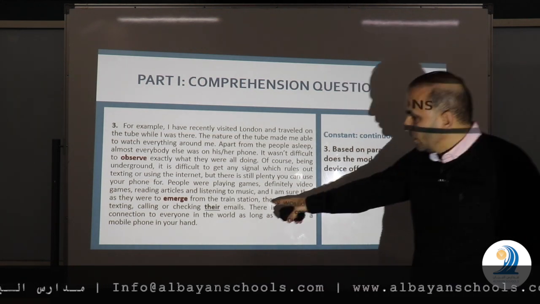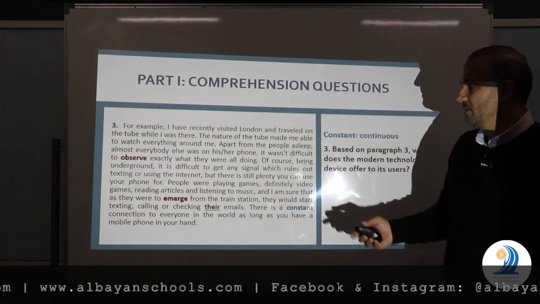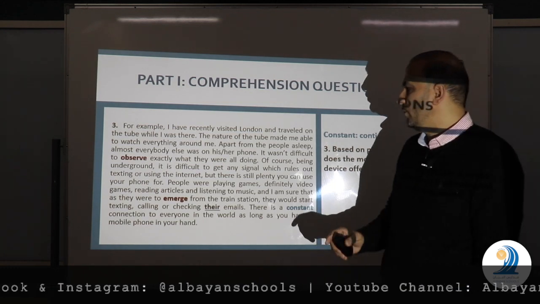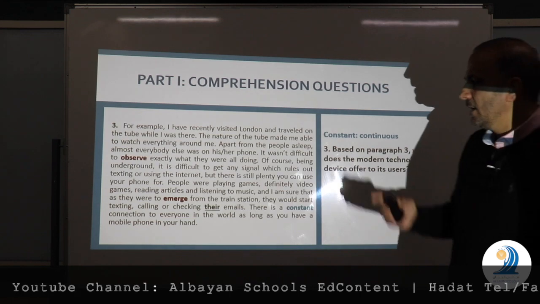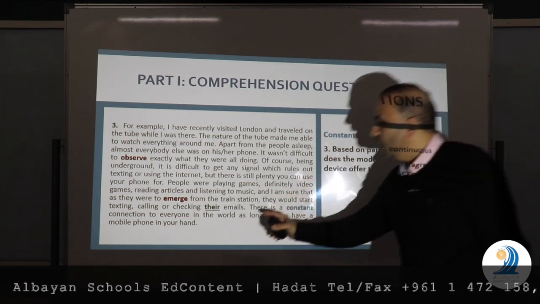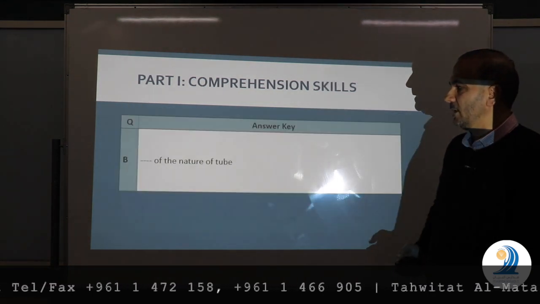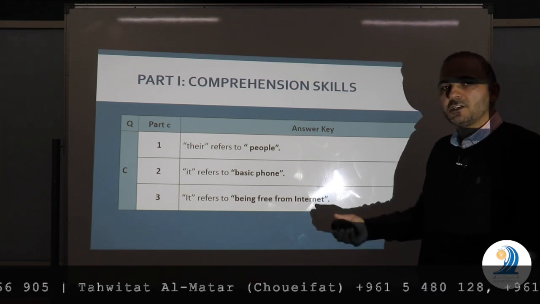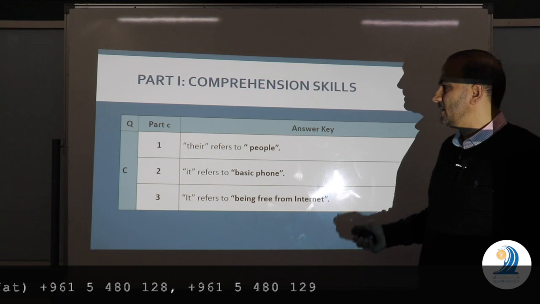Let's go back to the sentence. People were playing games, definitely video games, reading articles and listening to music. And I'm sure that as they were to emerge from the train station, they would start texting, calling, or checking their mails. Who are those? Those people we're talking about. Okay? There refers to the people. People are checking their emails, texting, calling, etc.